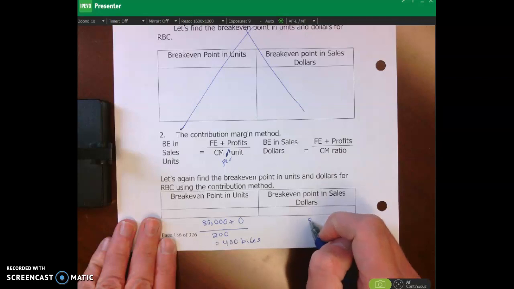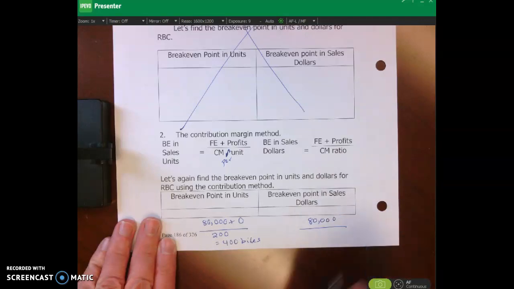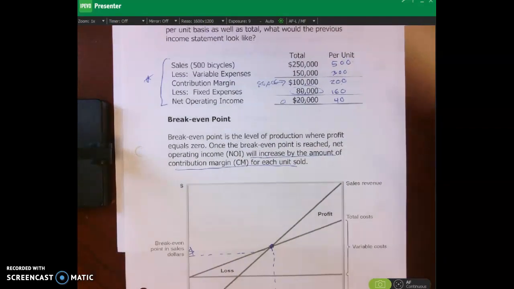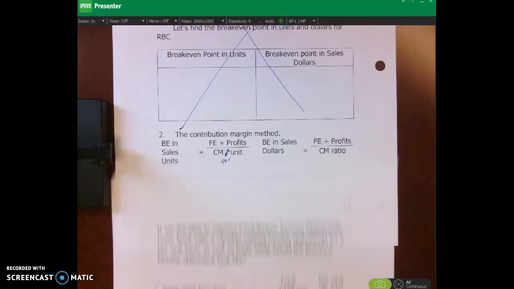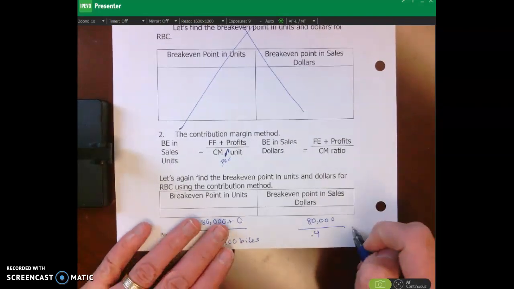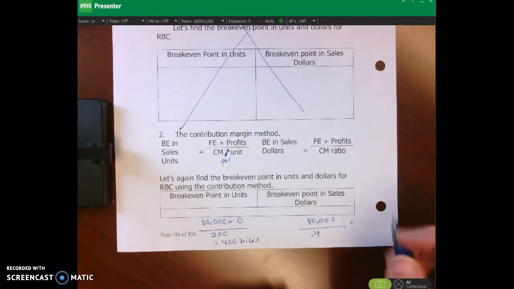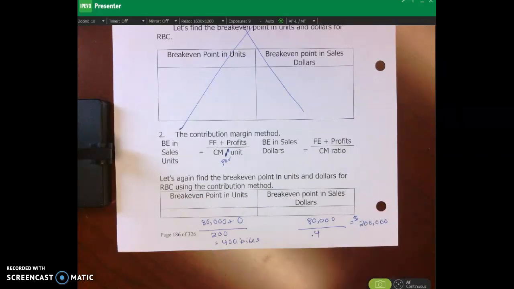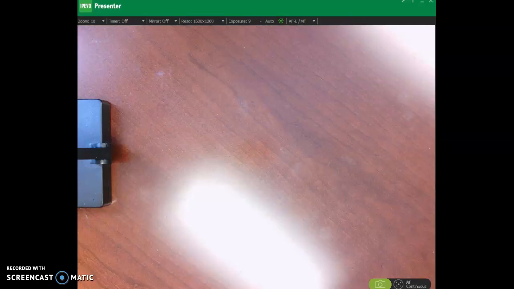Or we could come over here and we could say our 80,000 divided by our CM ratio. Now remember our CM ratio, contribution margin ratio, we calculate that by dividing our CM by our sales. So 200 divided by 500, which is 0.4. Which gives us our $200,000 in terms of sales dollars. So our break-even in terms of units is 400 units or 400 bikes. In terms of sales dollars, it's 200,000. Okay? So let's continue on.